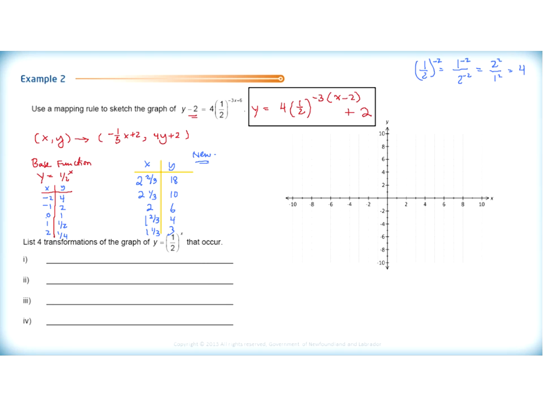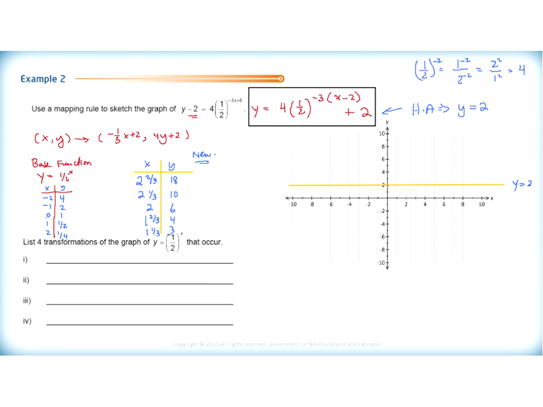Let's graph the function and see what it looks like. Now before I graph the function, you should always graph any asymptotes. This function has a horizontal asymptote at y equals 2. So I'm going to graph that first. There's the line y equals 2. Let me just label that for you.